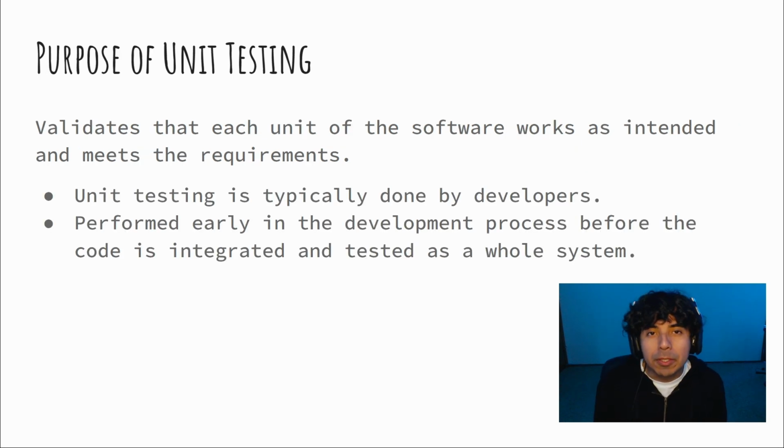The main purpose of unit testing is to isolate written code in a way that it can be tested and evaluated to make sure that it's working as intended, as well as seeing if it's meeting given requirements. Unit testing is essentially done by developers and it's performed in early stages of the development process to make sure that everything is working fine, and this is done before the code is integrated and tested as a whole system.